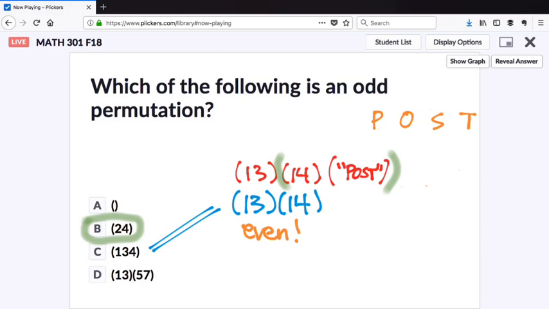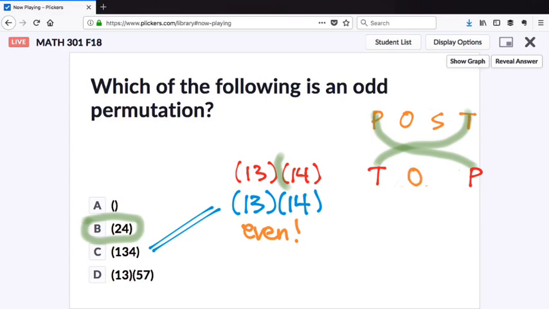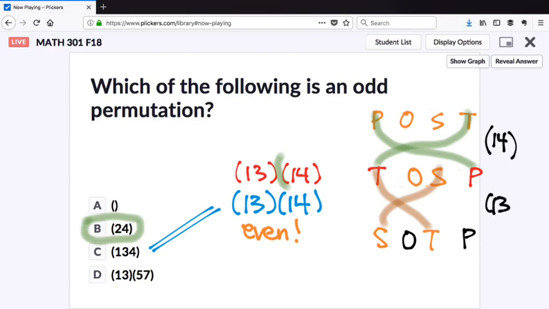So (1 3)(1 4), what's the first thing that happens? First, do the (1 4) transposition, and then the O and the S are fixed, and then do the (1 3). SOTP. That's what this ends up being. Right, so (1 4), and then (1 3).